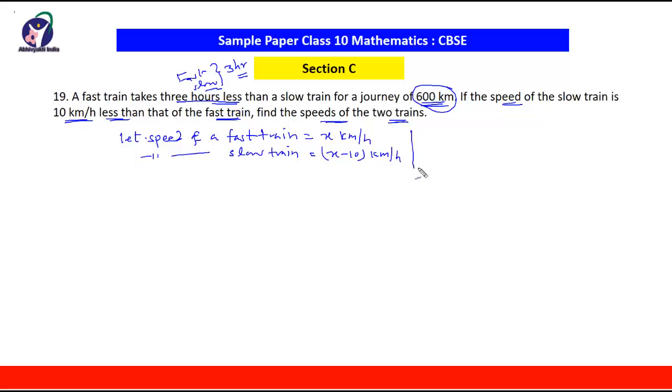Now let the time taken by the two trains be t1 for the fast train, and t2 for the slow train, and the difference between these two timings is 3 hours, that is given to us. Therefore t2 minus t1 is equal to 3 hours, because the time taken by the slow train will definitely be more than the time taken by the faster train, and therefore by the condition we have t2 minus t1, which is equal to 3 hours.